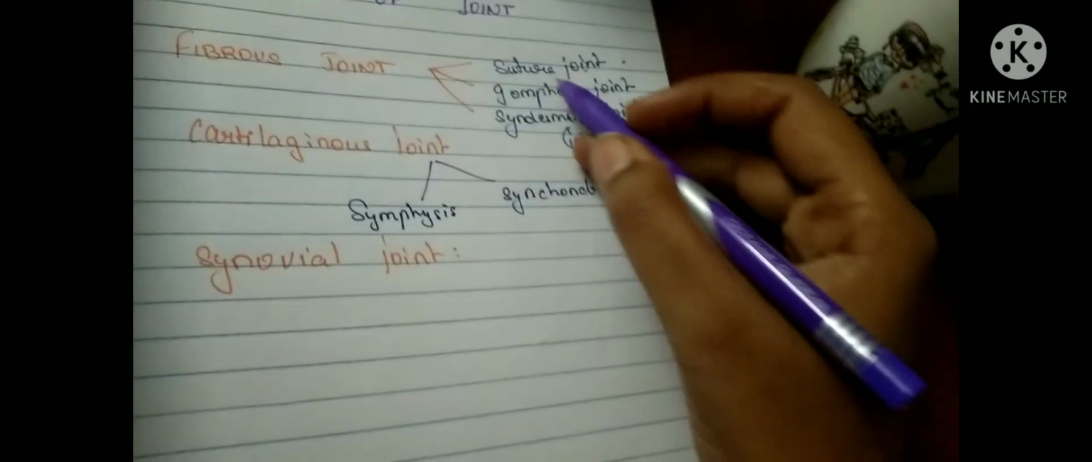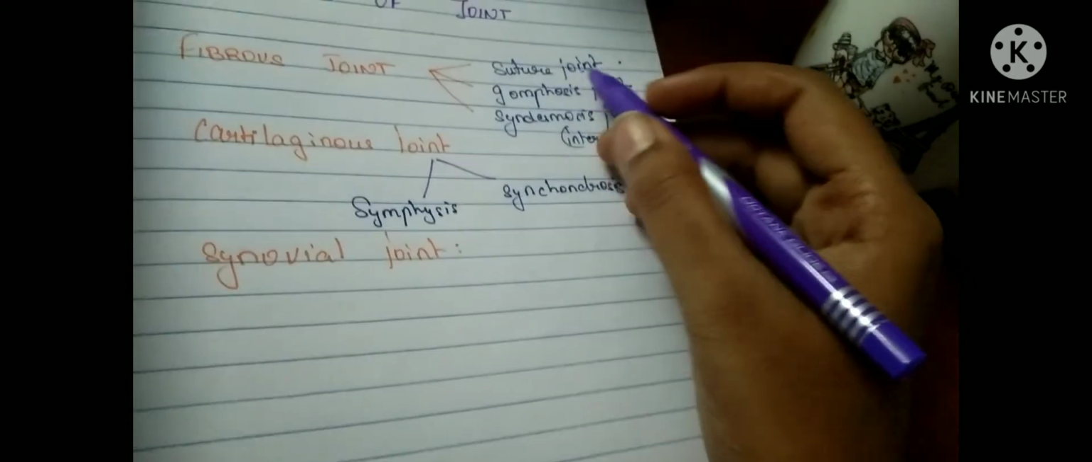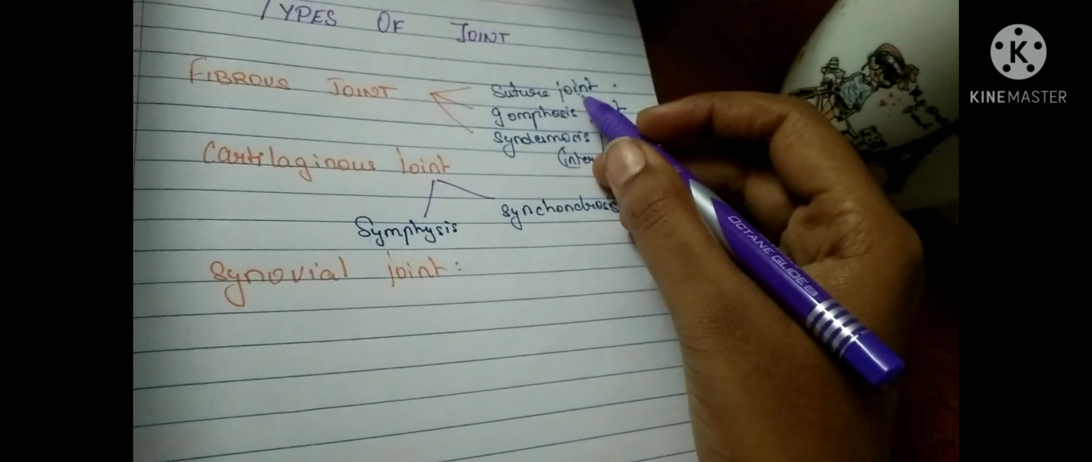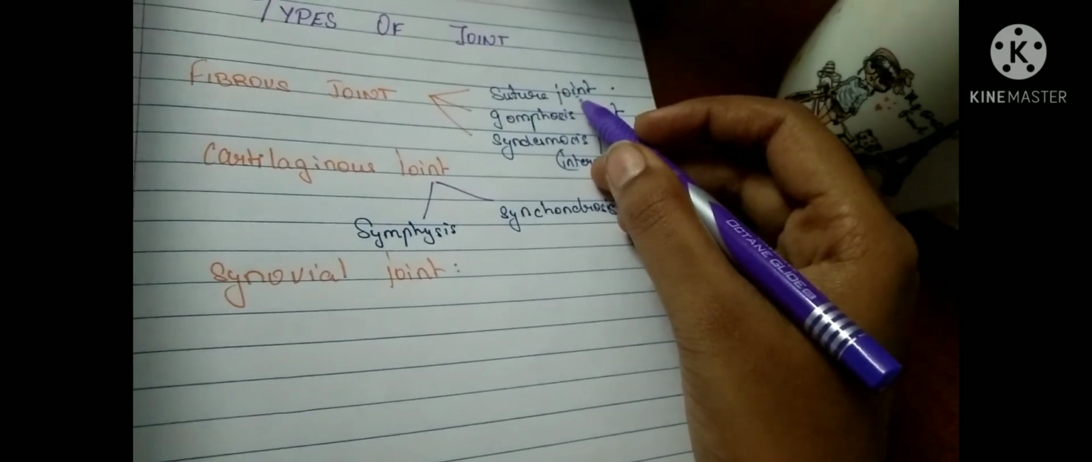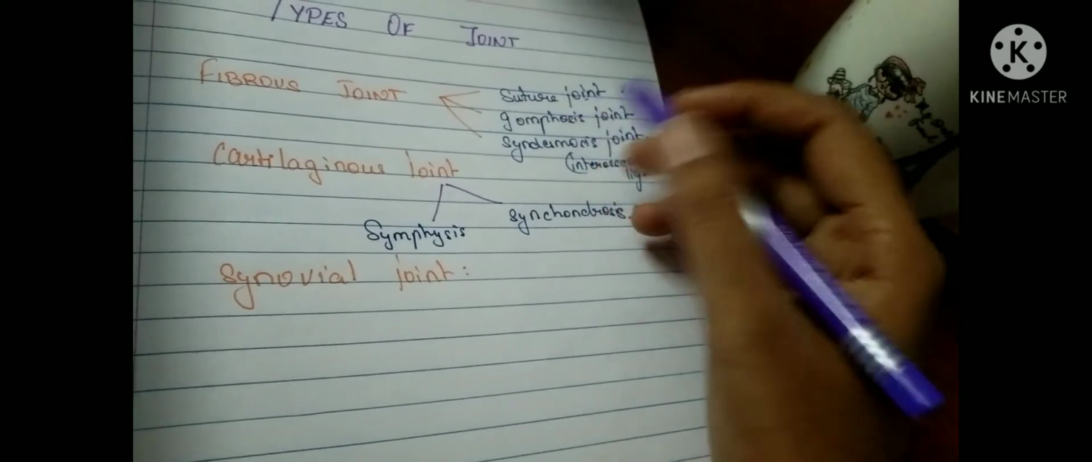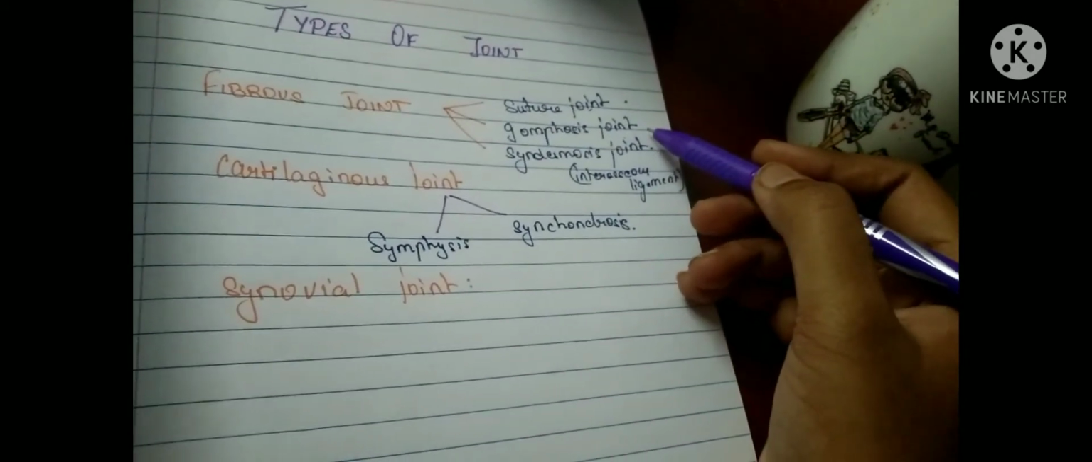So the suture joint connects two bones by a sutural ligament or a membrane. For example, you can find this in the frontal and the parietal bones of the skull. Okay, the sutures which connect the two bones are the sutural joints. The next is the gomphosis joint.